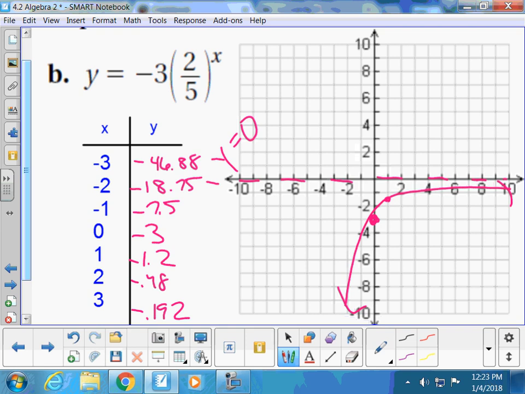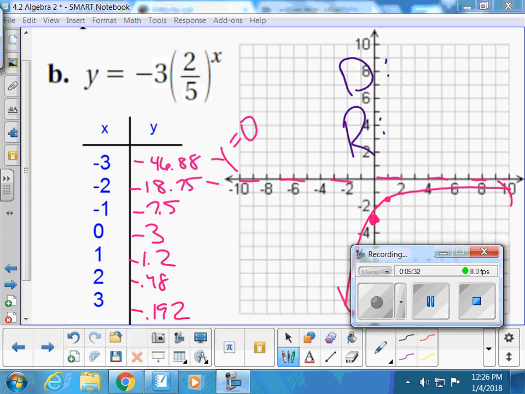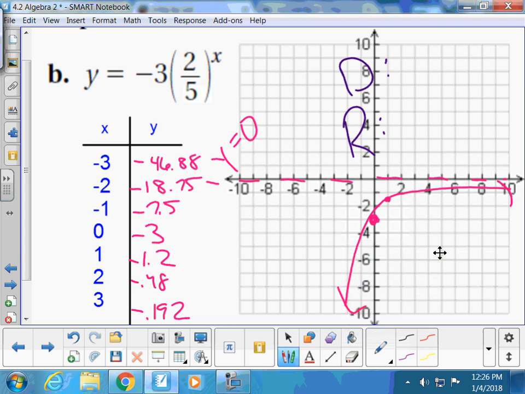Hey, let's do domain and range. Who wants to try it? All right, Megan went ahead and volunteered and is going to give us a domain and range. So the domain is all real numbers, and the range is 0 to negative infinity.